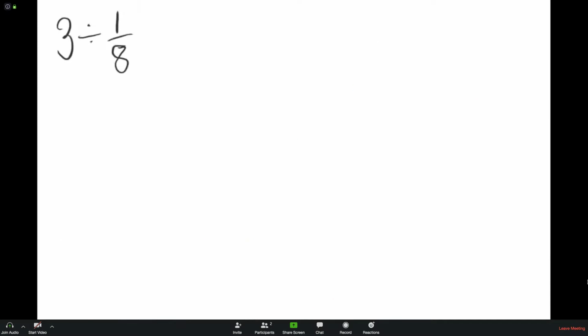So let's look at our first problem. We have 3 divided by 1 over 8. Okay, so here it's a whole number and we're dividing it by a fraction. So if we are following the rules of KFC, you are going to keep the first term. So in our new problem, we're going to keep the 3. The 3 is our first term in the problem.